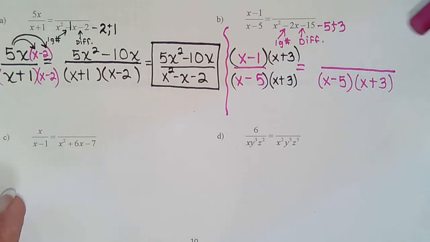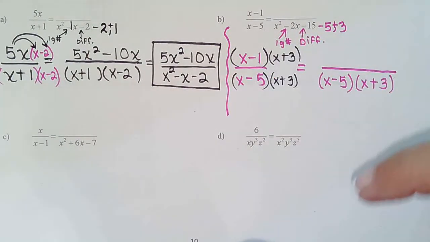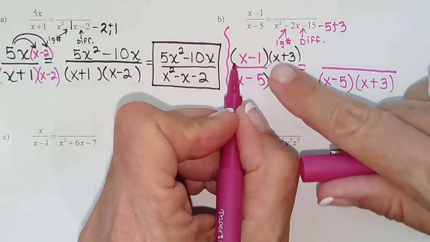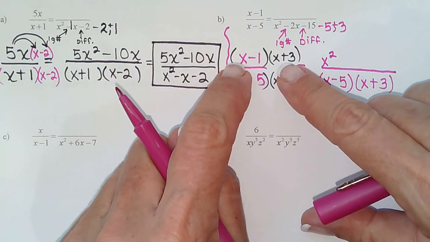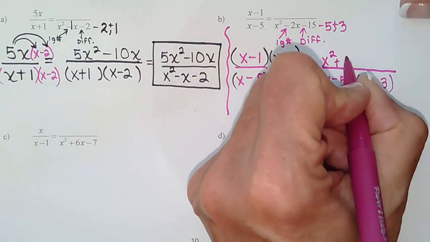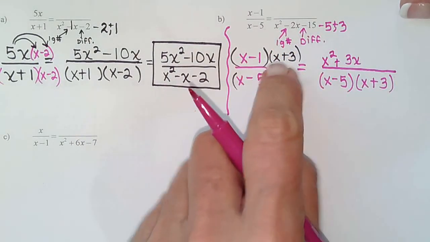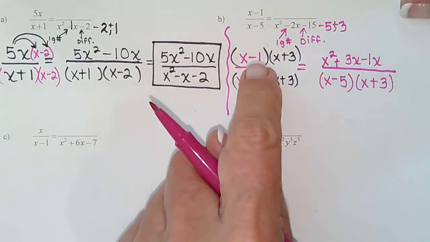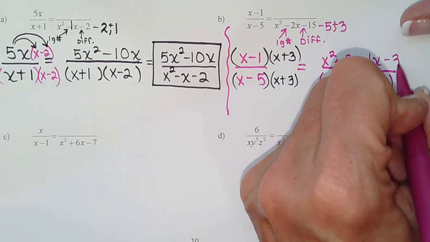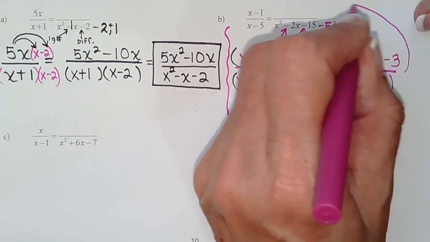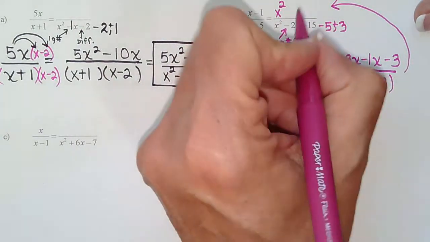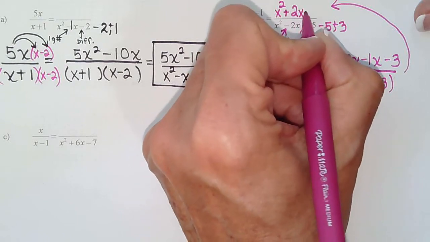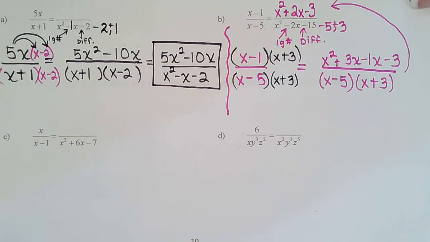Same exact thing. So this one is going to be a FOIL problem, I hope you notice, because it's 2 terms by 2 terms. So we get x squared plus 3x from the outer, minus 1x from the inner, and minus 3. And then simplified, let's go ahead and put the answer up there. Simplified, that would be x squared, 3 minus 1 is positive 2x, minus 3. And that would be my answer.